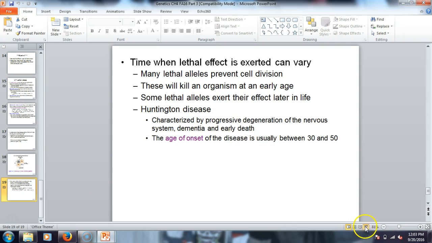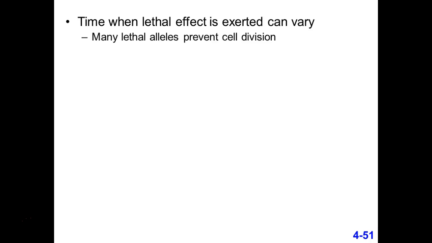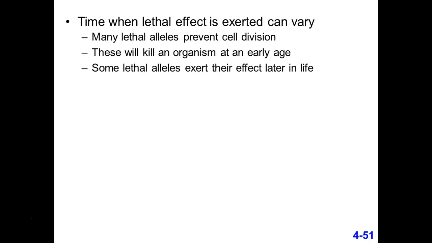The last slide, because I wanted to go over a couple of examples. The time when lethal effects exert can vary. Many lethal alleles prevent cell division, so in that case the organism would die at a very early stage in development. Some exert their effects later in life. Huntington's disease is an example of that.